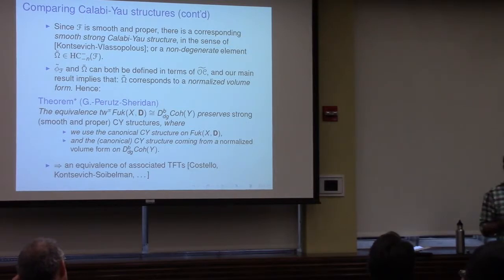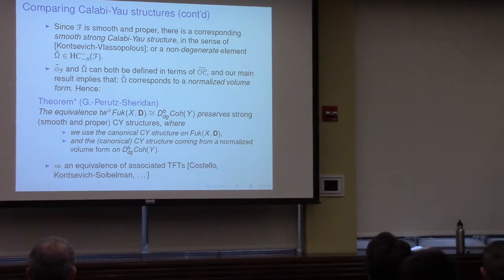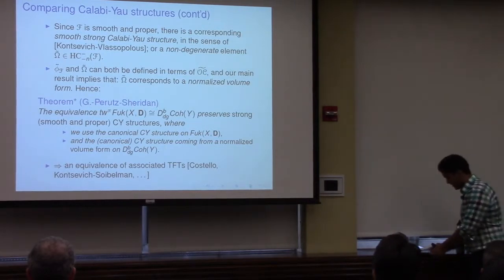And I want to point out that both the canonical proper Calabi-Yau structure and the smooth Calabi-Yau structure, which are essentially equivalent data in this case, can both be defined in terms of the cyclic open-closed map. So you can use this map to nail down what the structure is canonically. And our main result implies that, thought of as an element of periodic cyclic homology, or of a filtered part of periodic cyclic homology, this non-degenerate element actually corresponds to a Hodge theoretically normalized volume form. Okay? In the sense that I talked about earlier.